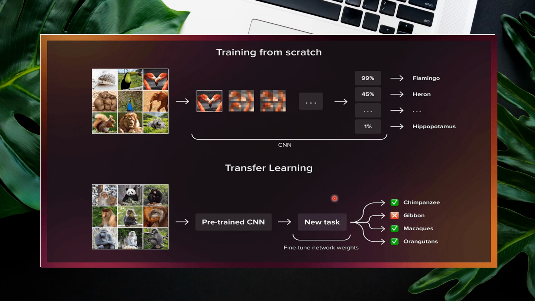This is like using the insights gained from analyzing one business problem to solve a related problem in another context. So imagine you have a business that sells products online. You have trained a machine learning model to predict which products customers are more likely to buy based on their browsing history and purchase history. So this model has learned valuable information about your customers' preferences and buying habits.